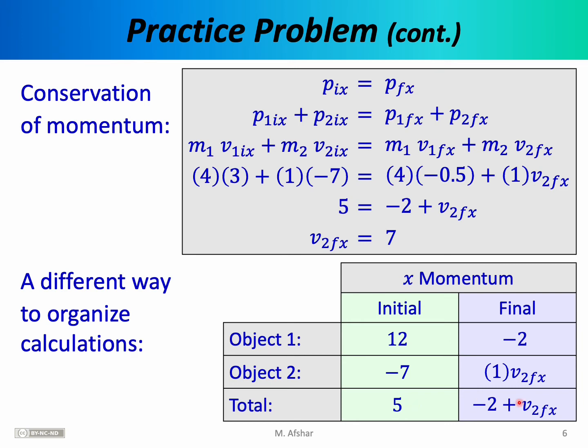So now I set these equal to each other, and with a line or two of algebra, once again, I can find that v2fx is 7. It doesn't really matter which method you use to organize your calculations. The important piece of all this is to organize your calculations and understand intuitively that what we're doing here is equating two momenta, before the collision and after the collision.